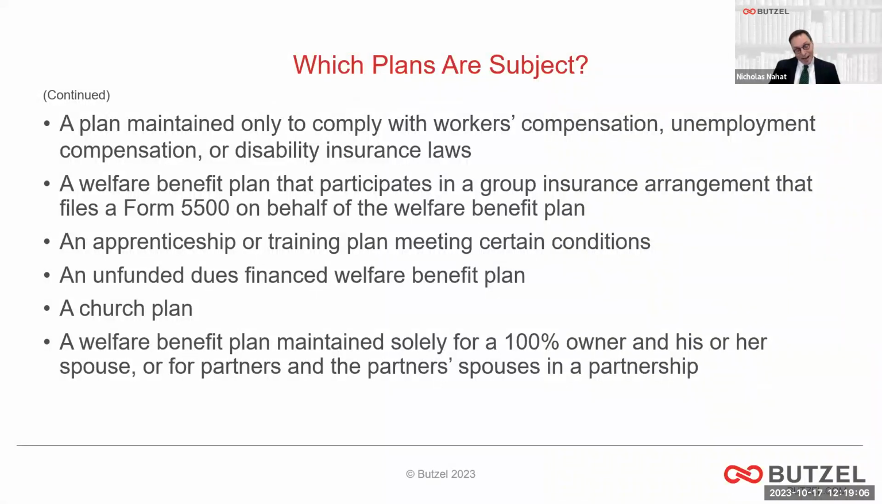Also, exceptions. Continuing on with exceptions. Exceptions for the health and welfare filing also include, as you will see here, a plan maintained only to comply with workers' comp, unemployment, disability laws, a welfare benefit plan that participates in a group insurance arrangement, an apprenticeship or training plan, an unfunded dues financed welfare benefit plan, a church plan, or a welfare plan maintained solely for 100% owner and his or her spouse, or for partners and the partner spouses in a partnership. So there are exceptions to filing the welfare plan, just as there are exceptions to having to file the Form 5500 for a pension plan.